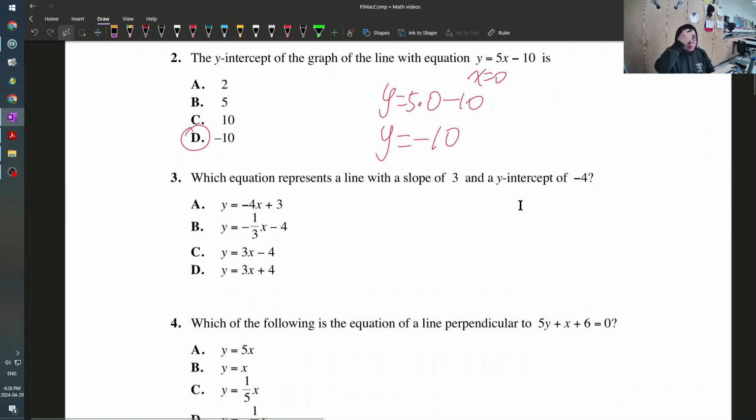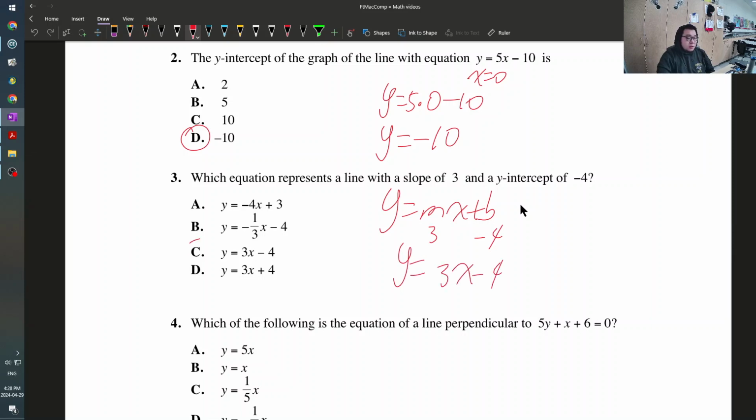3. Which equation represents the line with a slope of 3 and the y-intercept of negative 4? So y is equal to mx plus b. M is my slope, b is my y-intercept. Y is equal to 3x minus 4. So 3 is C.